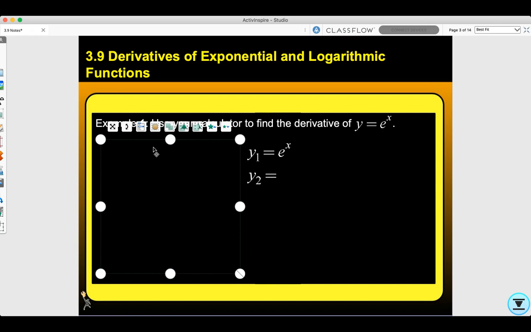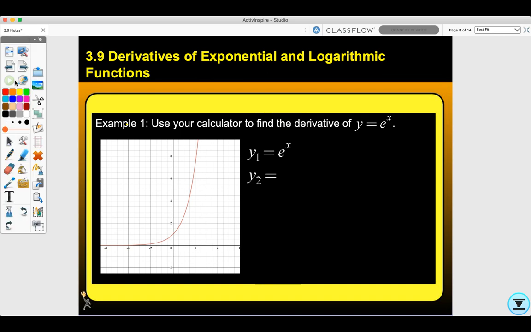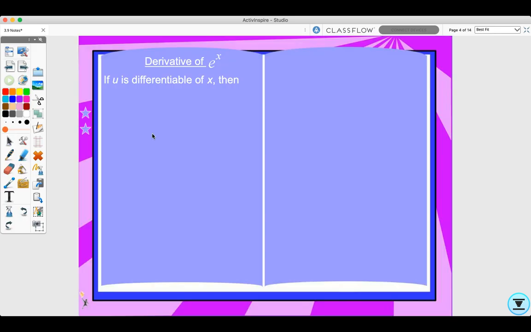So when we went through and found our derivative, it should have looked like this. And it should have landed exactly on top of e to the x, meaning the derivative of e to the x is e to the x. So the derivative of e to the x, if u is a differentiable function of x, then the derivative of e to the u is e to the u times the derivative of u with respect to x. Let's look at example 2.